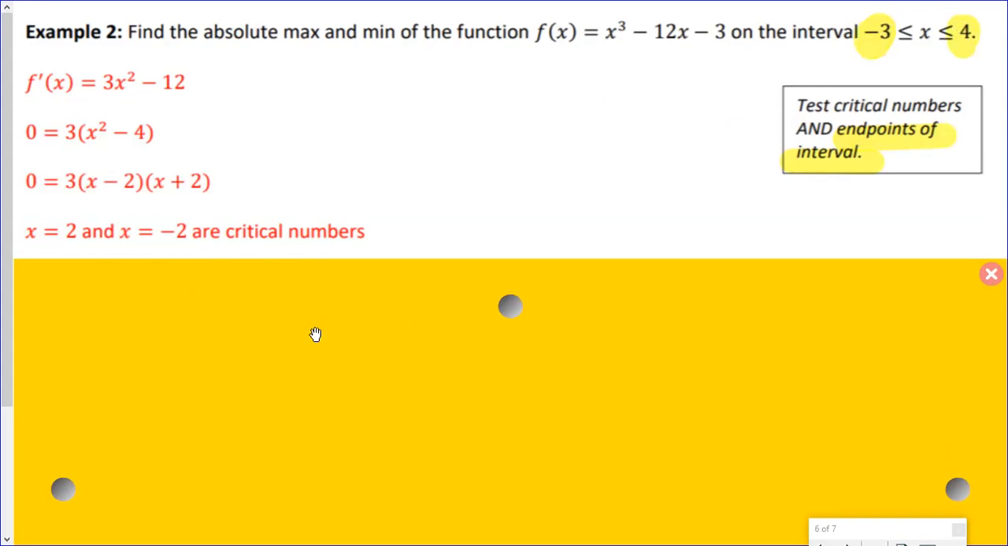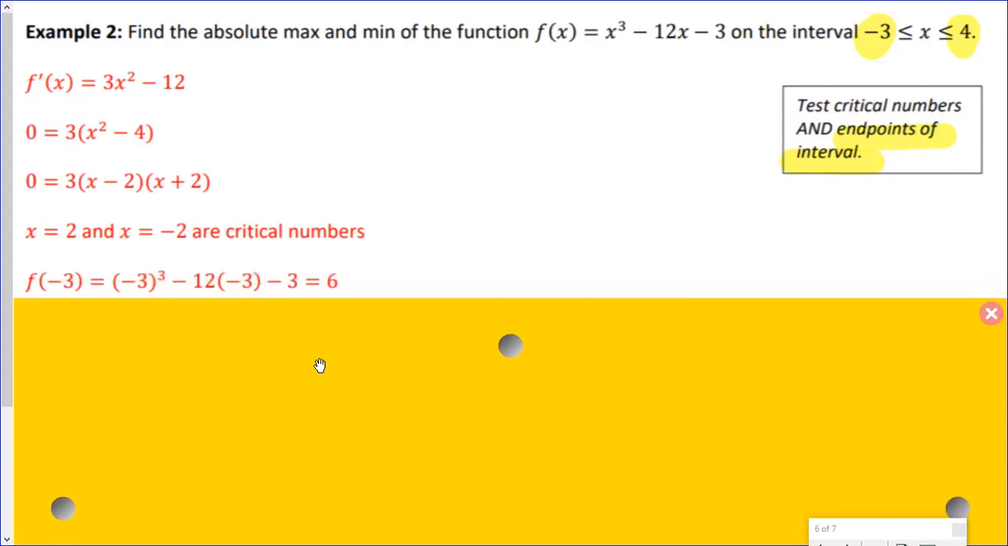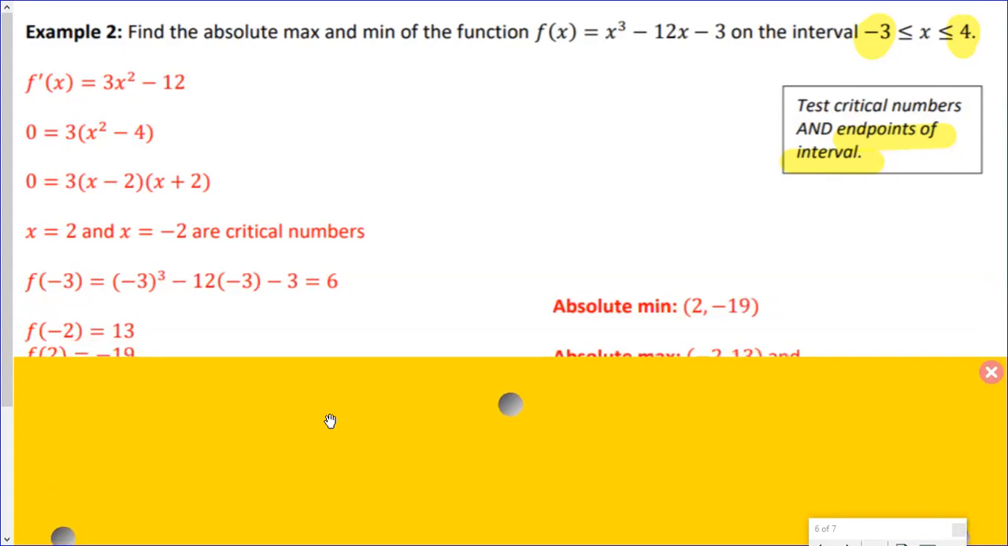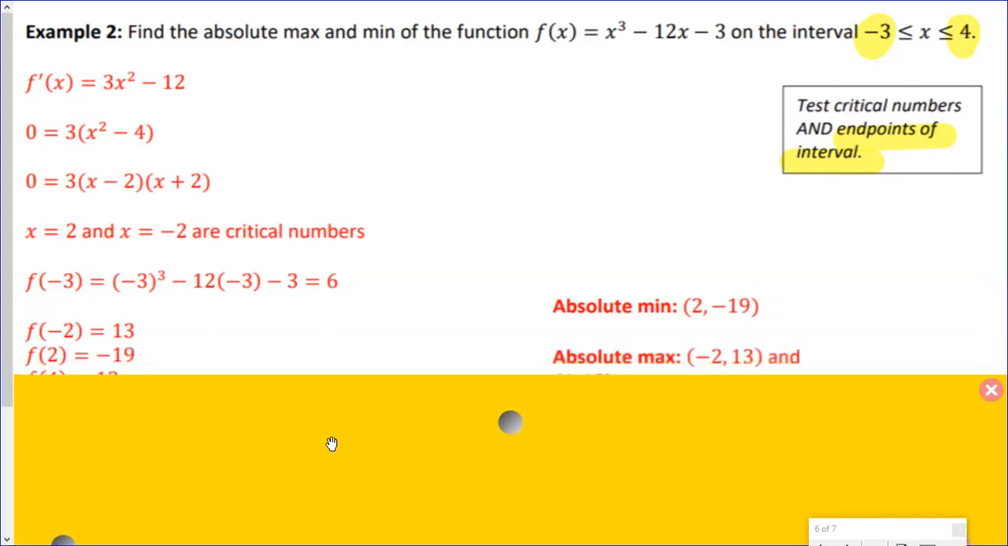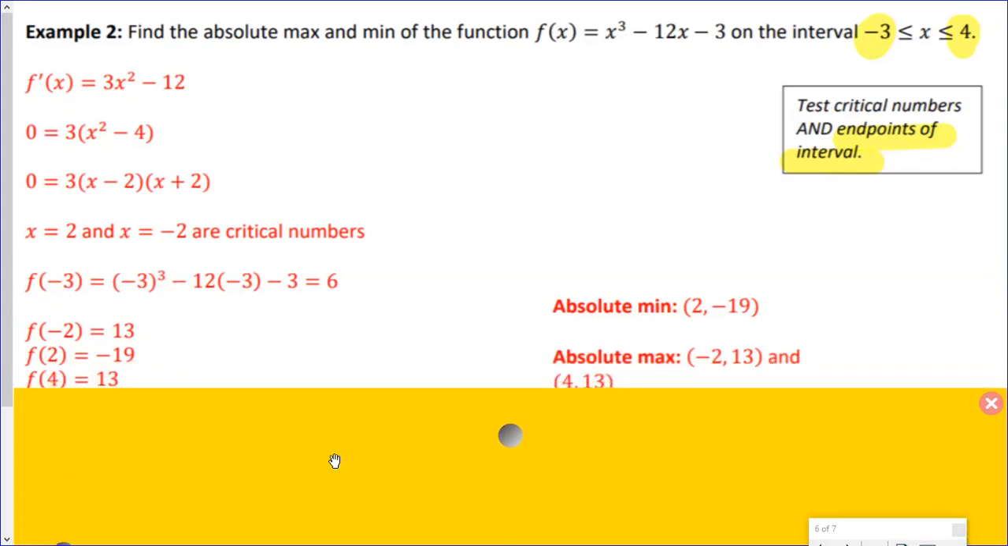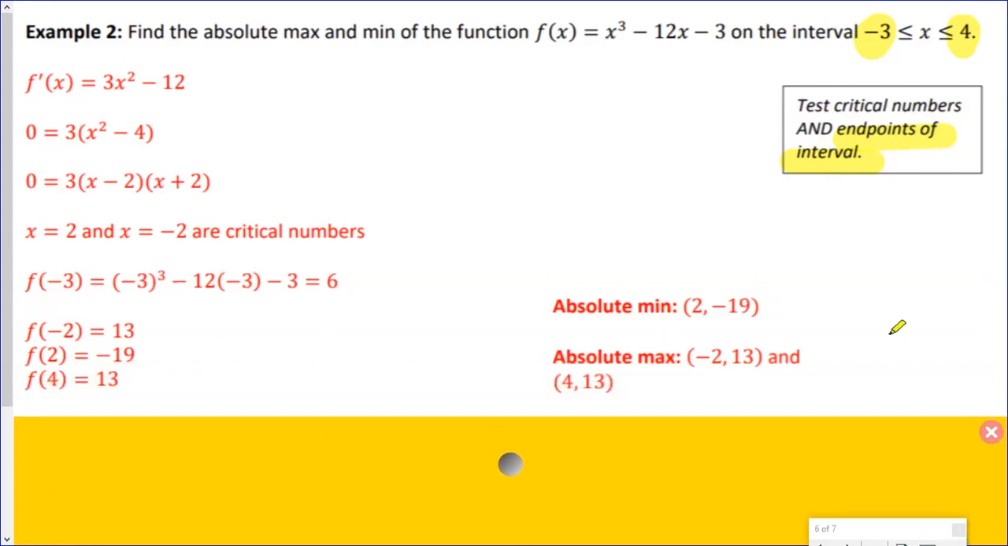When we plug in -3, I get a y value of +6. When I plug in -2, I get a y value of +13. When I plug in +2, I get a y value of -19. And when I plug in the endpoint +4, I get a y value of +13.